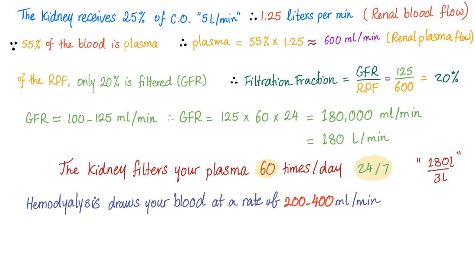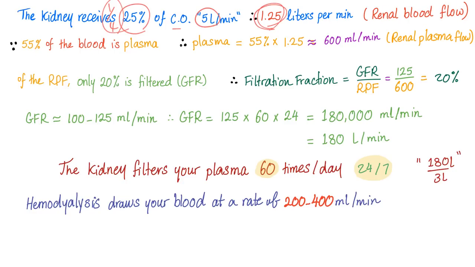First, let me tell you how awesome your kidney is. Your kidney receives 25%, which happens to equal 1/4 of the cardiac output. The cardiac output normally is around 5 liters per minute, and 1/4 of this is 1.25 liters per minute. We call this renal blood flow, the blood that's flowing to your kidney.